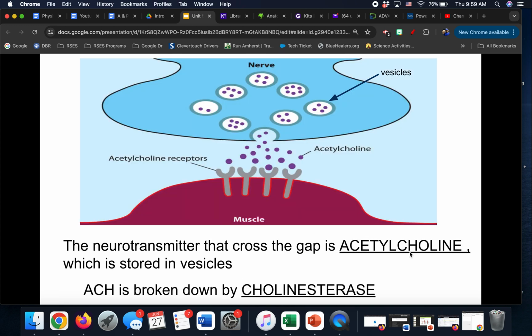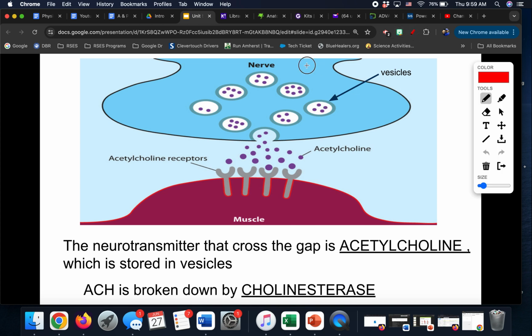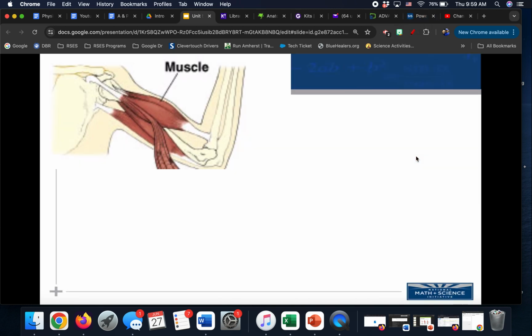All right, so like we showed in the picture before, this kind of zooms in better. Here's our nerve cell, or our neuron. Here's the vesicles that contain the neurotransmitter, and we said that neurotransmitter is ACH, or acetylcholine. The acetylcholine is going to be what goes across and triggers the muscle cell to start its process of contraction.